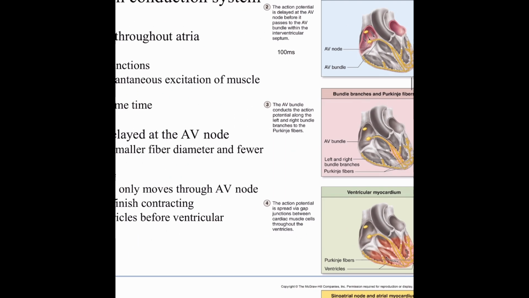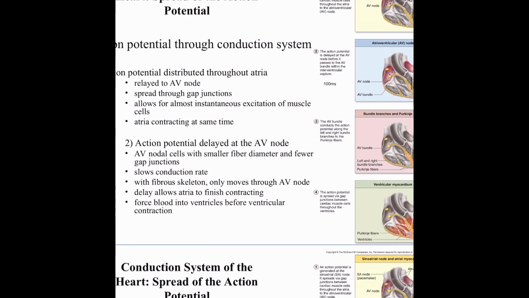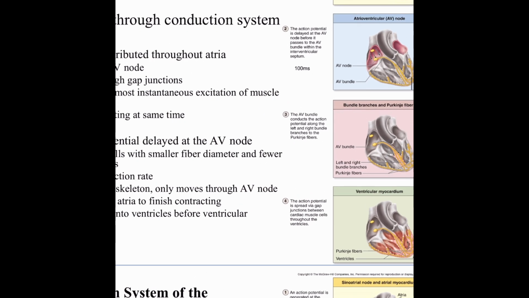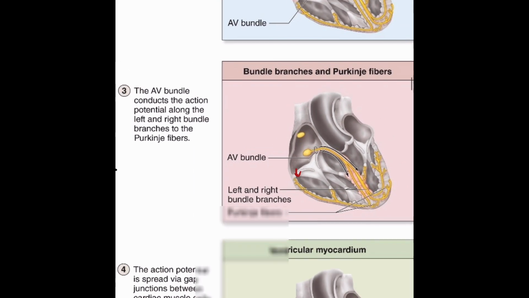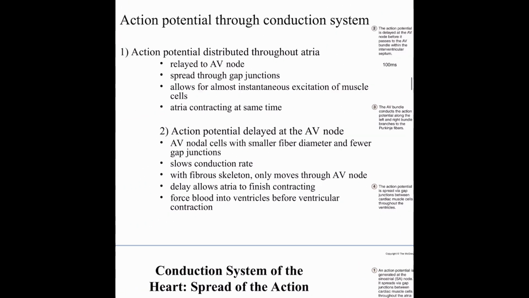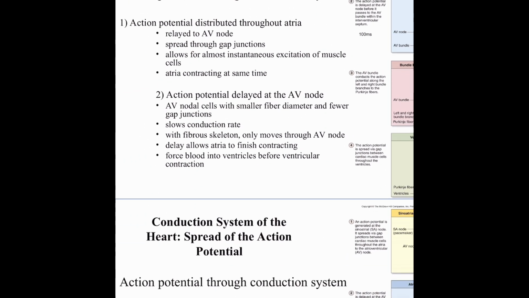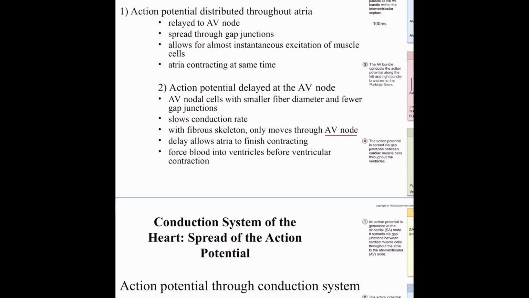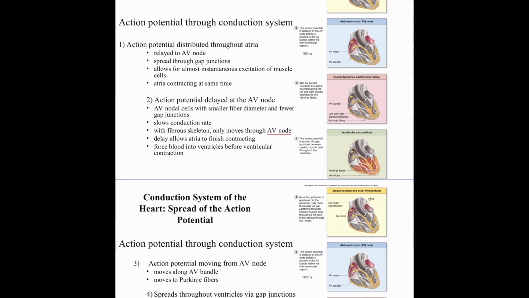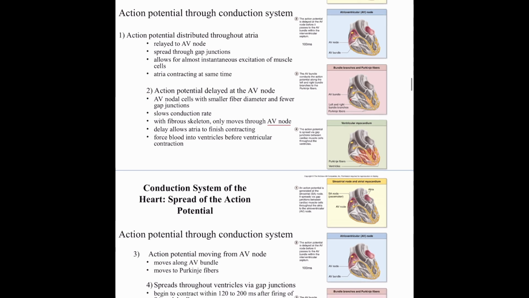so there's a fibrous skeleton. You won't have to really know, but it's what allows the signal to only flow through the AV bundle instead of also just touching the other muscle cells into the ventricles. And then that delay at the AV node allows the atria to finish contracting, and it forces the blood into the ventricles before the ventricles can contract, right? If we were all just contracting at the same time, we'd have a really messy heart.